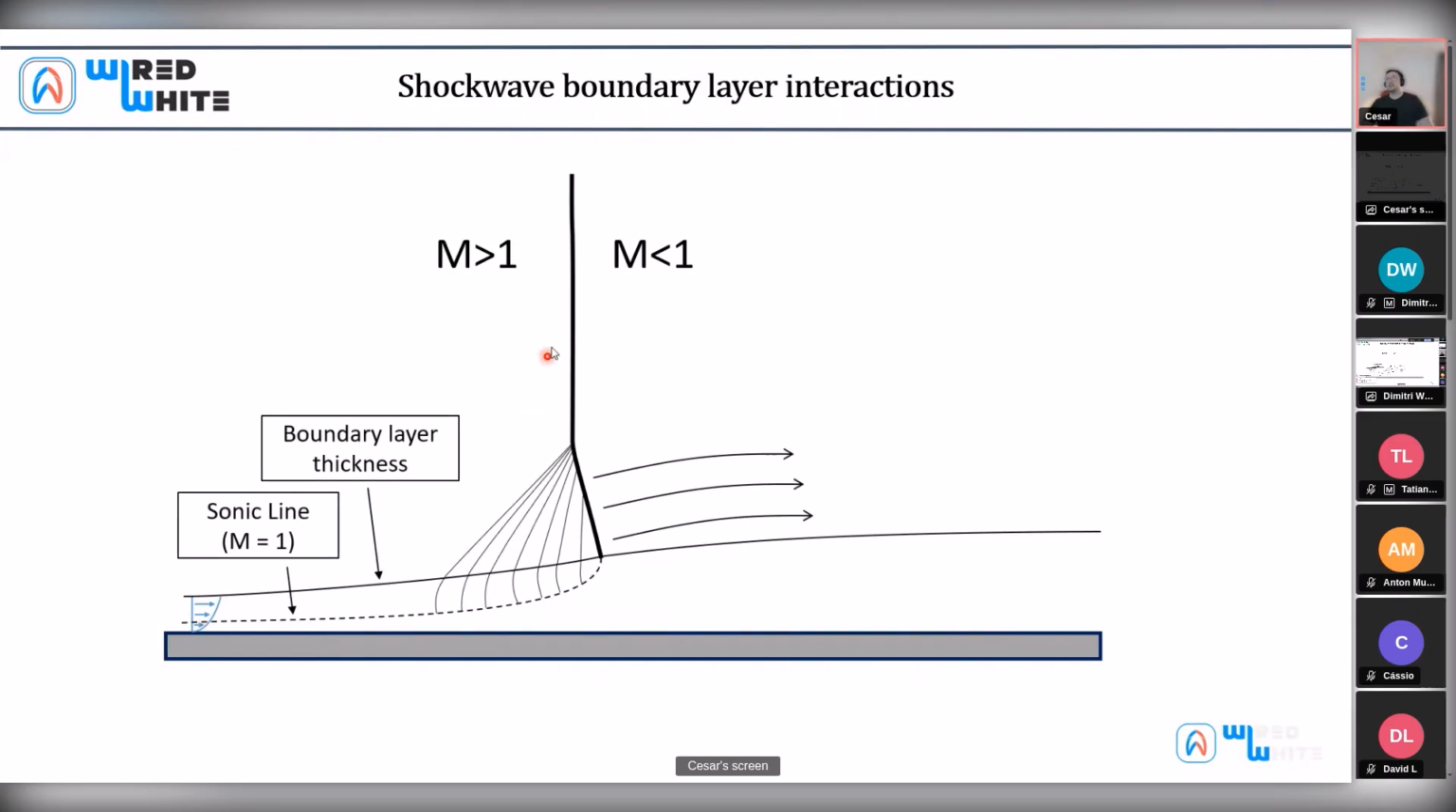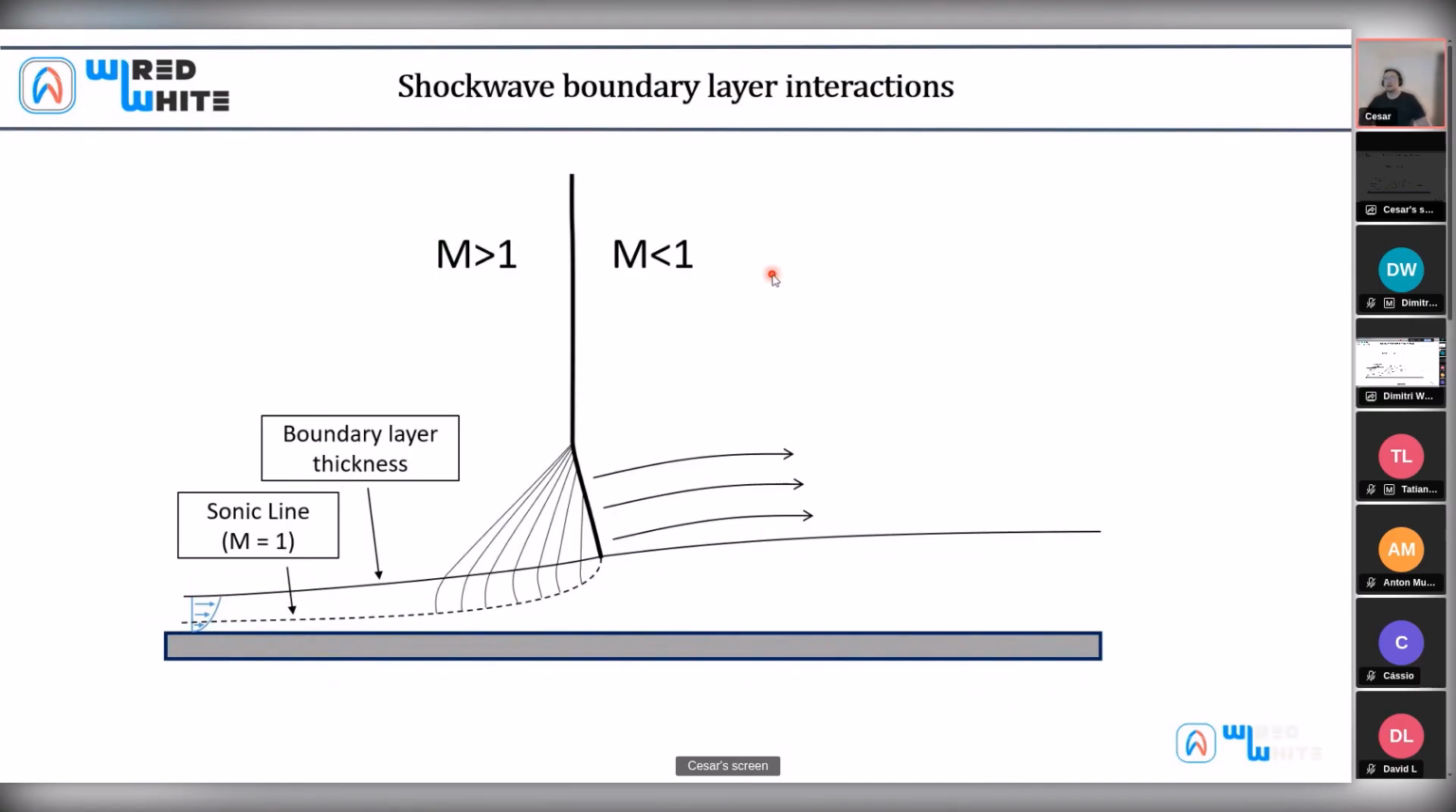What occurs here is that we know that after this shock, we will have subsonic flow, and therefore what we can do is look for a trace of where this change occurs, which is known as the sonic line, right? This is the division line between supersonic and subsonic flow. Here we have supersonic flow. Here we have a supersonic boundary layer, and here we have a subsonic boundary layer, and here we have subsonic flow.